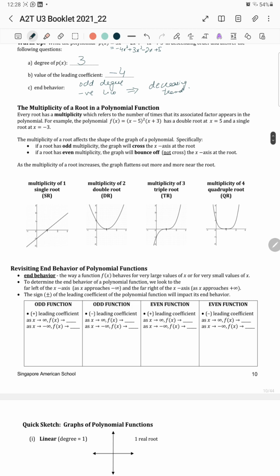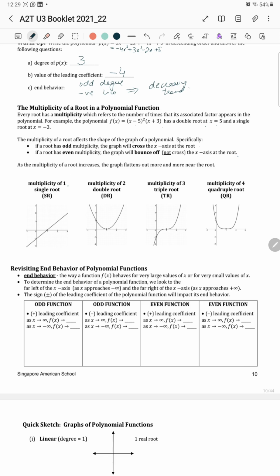Multiplicity of a root in a polynomial function. Every root has multiplicity, which refers to the number of times that its associated factor appears in the polynomial. For example, the polynomial f of x is equal to (x minus 5) whole square times (x plus 3) has a double root at x is equal to 5 and a single root at x is equal to -3. If a root has odd multiplicity, the graph will cross the x-axis at the root. If the root has even multiplicity, the graph will bounce off and not cross the x-axis at the root.